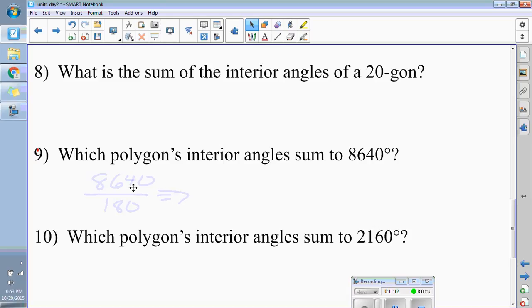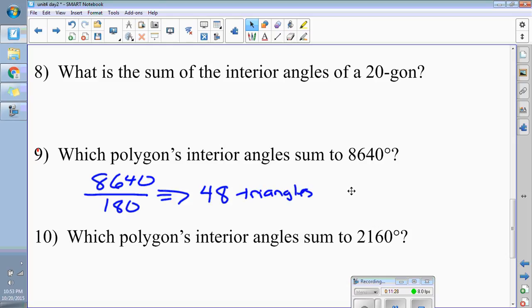Okay, I want to know if I have 8,640 degrees, how many triangles would it have in it? So we divide by 180 because every triangle adds up to 180 degrees, and we end up with 48 triangles. Okay, well, if we have 48 triangles, we always have two more sides than that. So a figure with 8,640 degrees of interior angle space is going to have 50 sides. So it's a 50-gon. Okay.